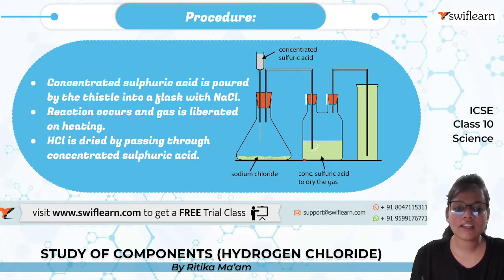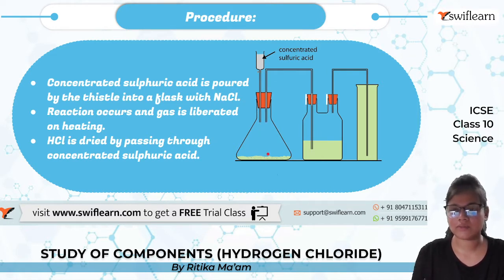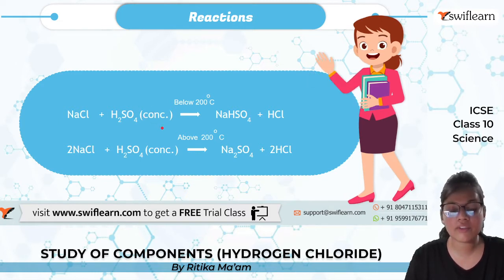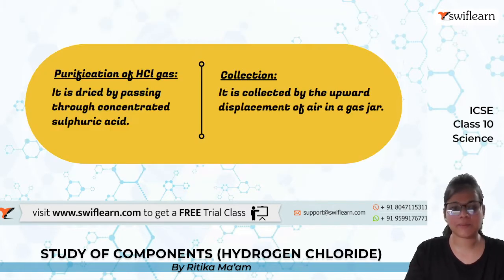The HCl is dried by passing it through concentrated sulfuric acid. So we are drying it and then we are collecting it. This is the reaction: we are taking NaCl, sodium chloride, and concentrated H2SO4, and this is how we are getting hydrochloric acid.